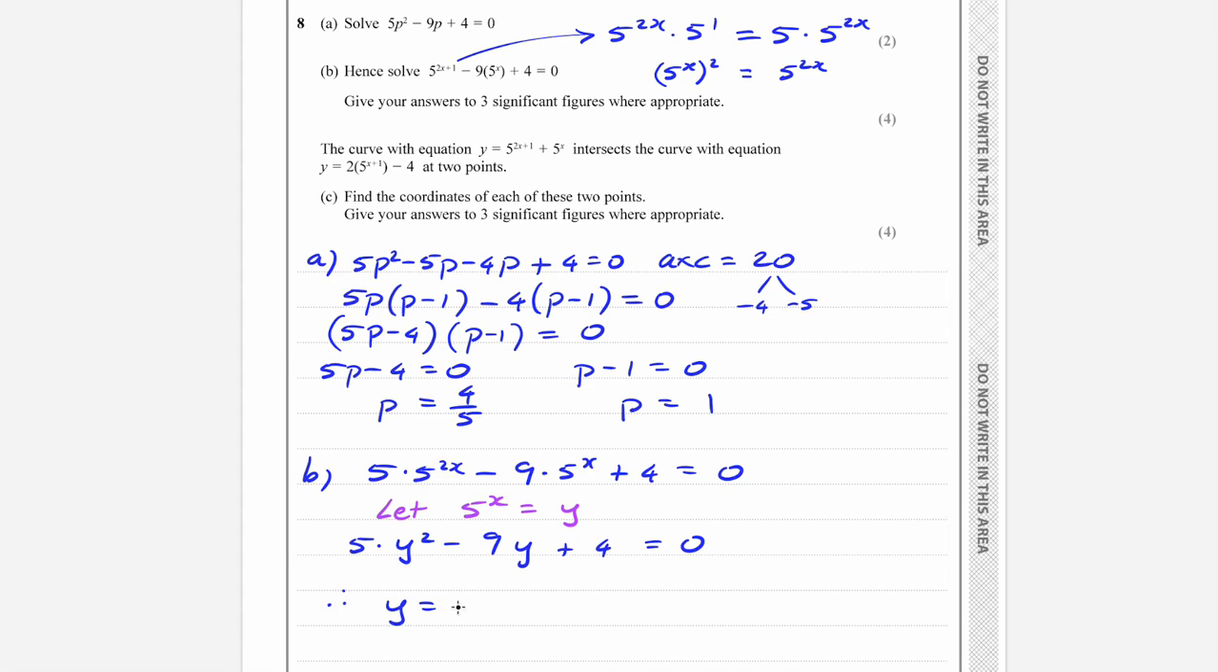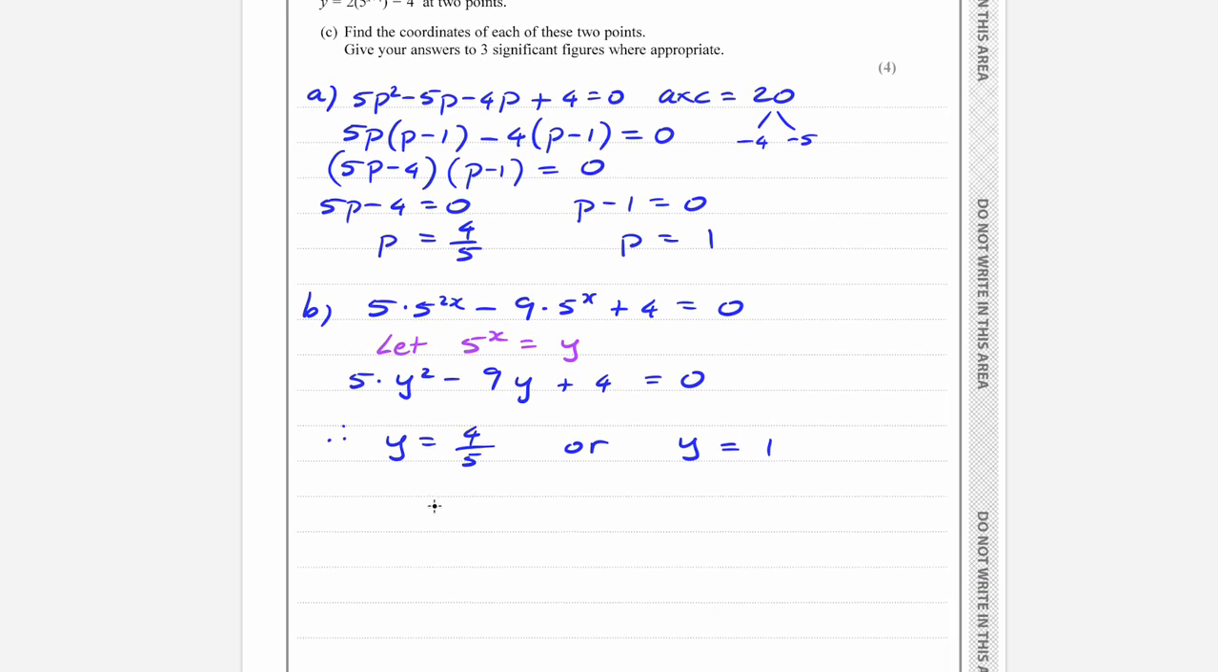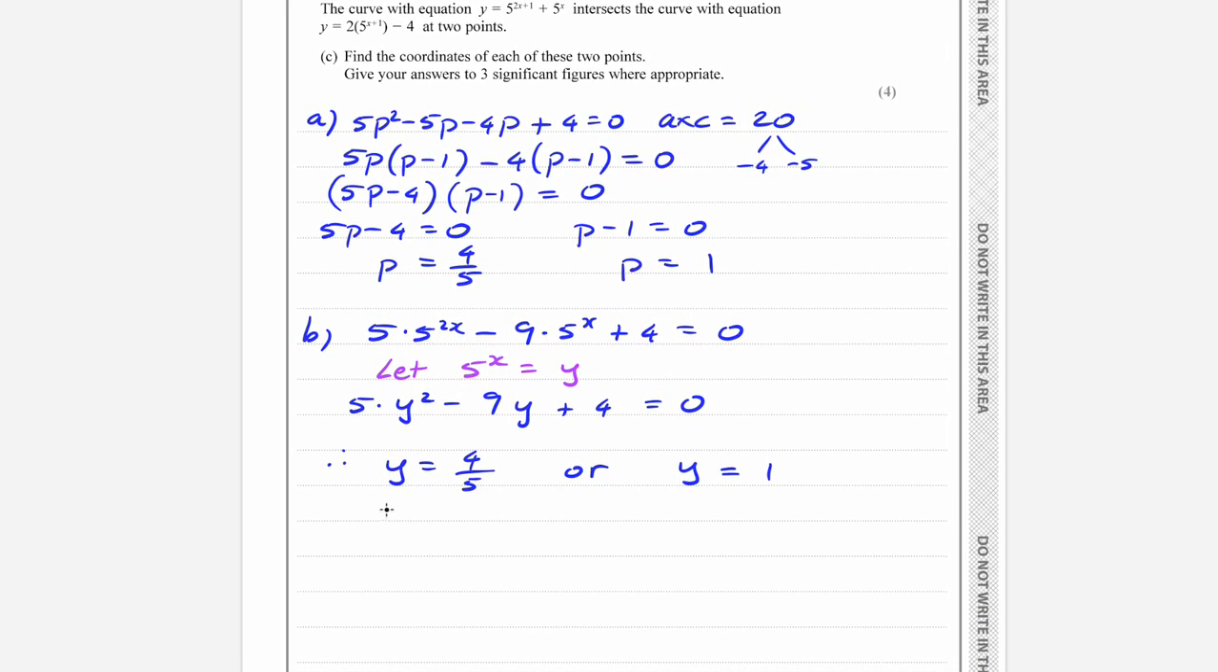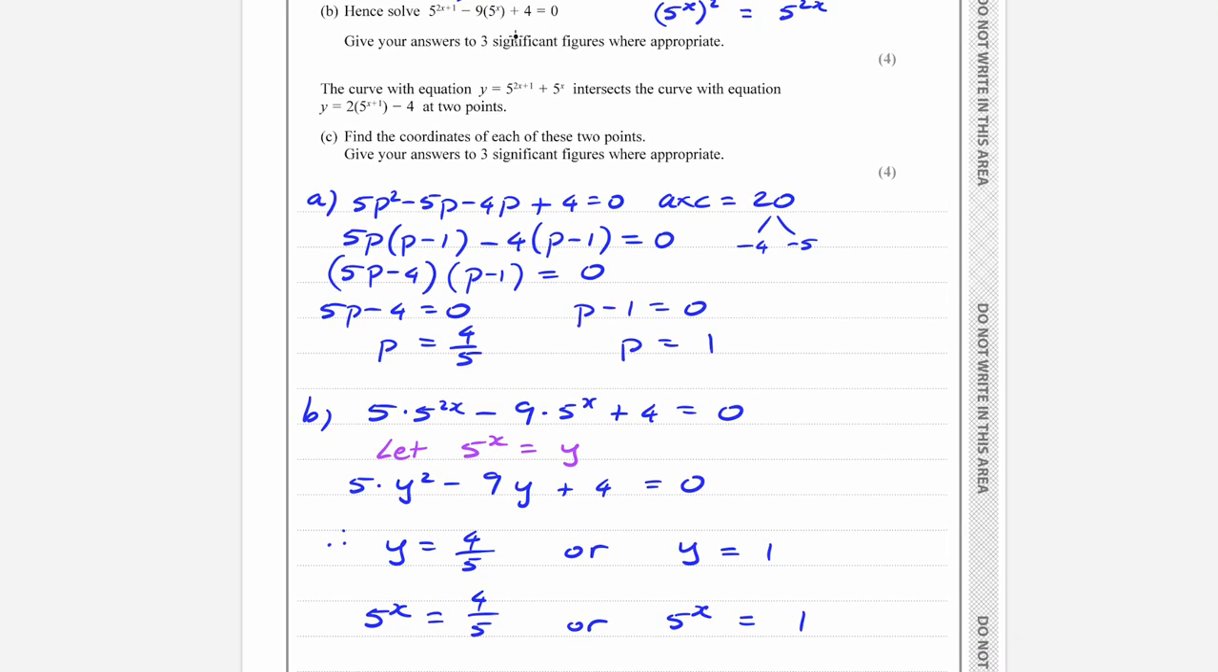So therefore, let's write it here, y equals 4/5 or y equals 1. Now we have, everybody, y is equal to 5 to the power of x. So I'm just going to move down here, and I'm going to say, therefore, 5 to the x equals 4/5, or 5 to the x equals 1. Okay, now what are we trying to find? We're trying to solve this.